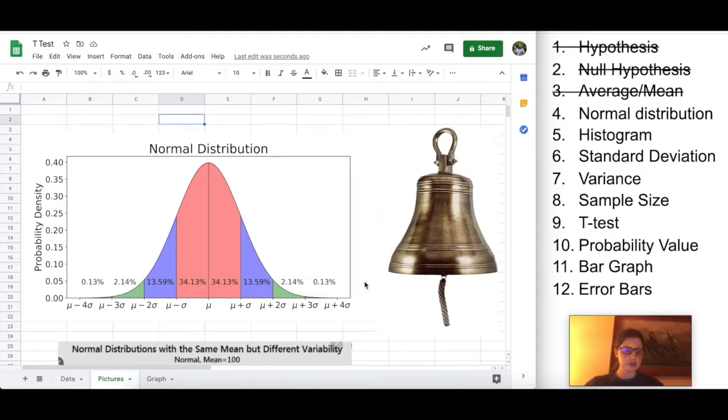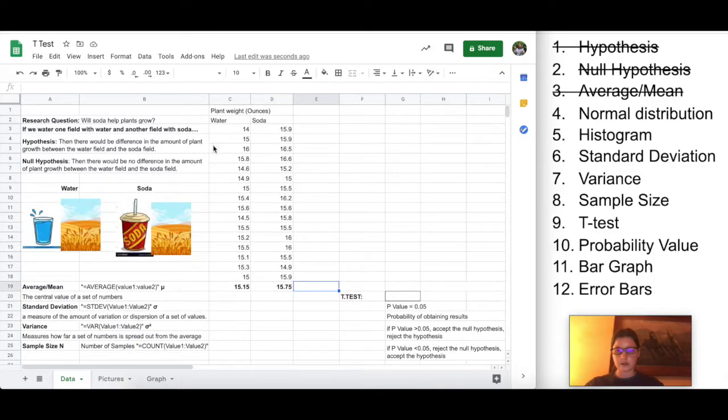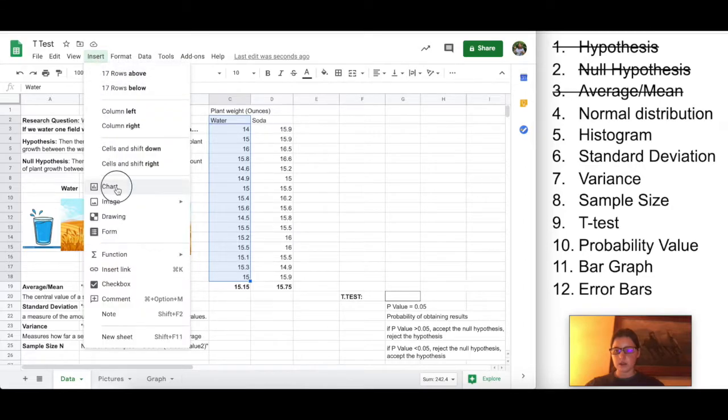Now, how do we determine whether or not a sample has a normal distribution? Well, we can make a histogram. That's what we can do for this data set. So I'm going to highlight the samples. I'm going to do insert chart.